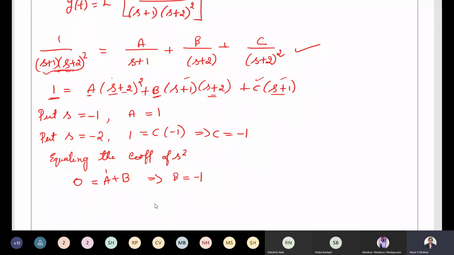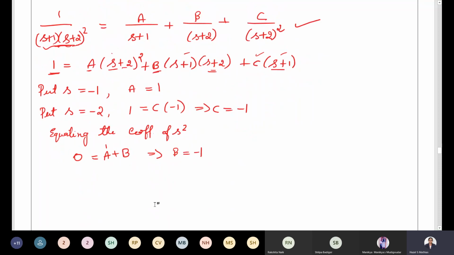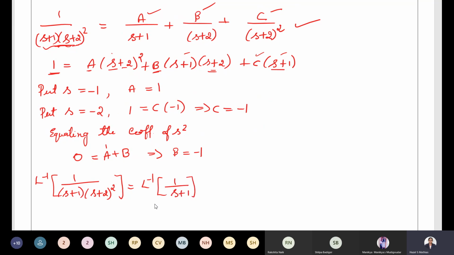Now apply inverse Laplace transform. So what do we get after applying inverse Laplace transform? L inverse of 1 divided by (s plus 1) into (s plus 2) the whole square is equal to, substitute the values of a, b and c and find the inverse. The a value is 1, so L inverse of 1 by s plus 1. The b value is minus 1, so minus L inverse of 1 by s plus 2. Then what is the value of c? It is minus 1. So minus 1 into L inverse of 1 by (s plus 2) the whole square.